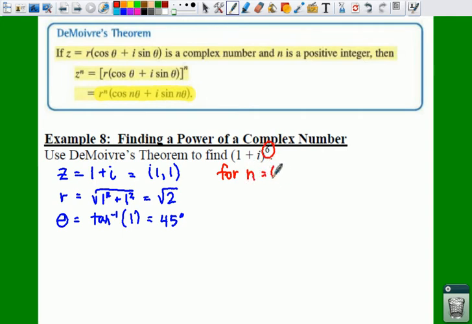So if n is equal to 6, then that means that z to the 6th power is equal to our r to the 6th, which is radical 2 to the 6th power, times the cosine of our n, which is 6, times our theta. I'm just following this formula up here. Your theta is 45 degrees plus i sine of 6 times 45 degrees.